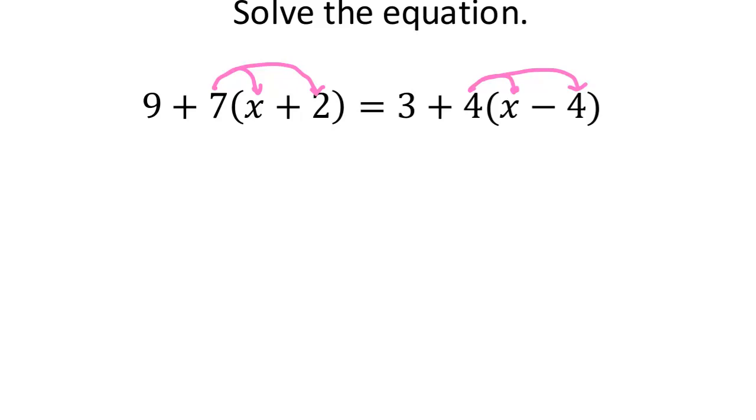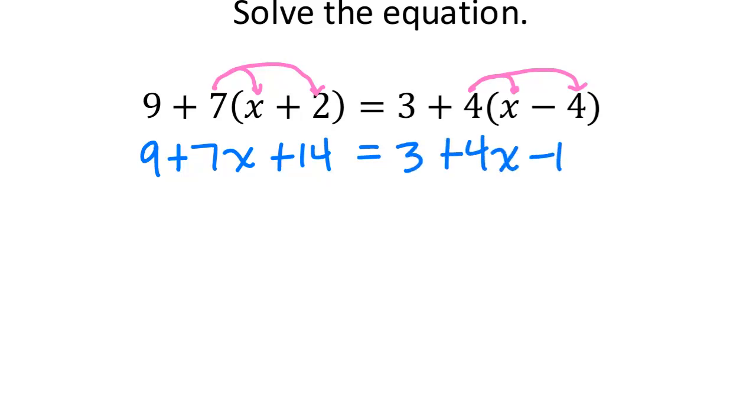So if I distribute the 7, that'll give me 9 plus 7x plus 14, yes? Equals 3 plus 4x minus 16, yes? Okay, when you get to this step, you have to combine all of your like terms together. So like here, for example, a 9 and a 14, those don't have variables, so I can add those together. What's 9 plus 14?